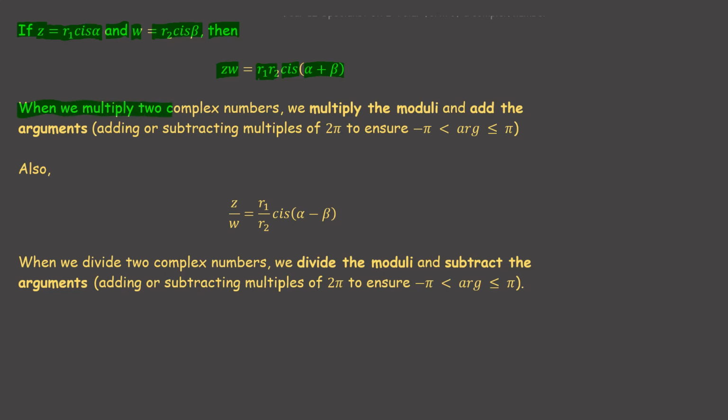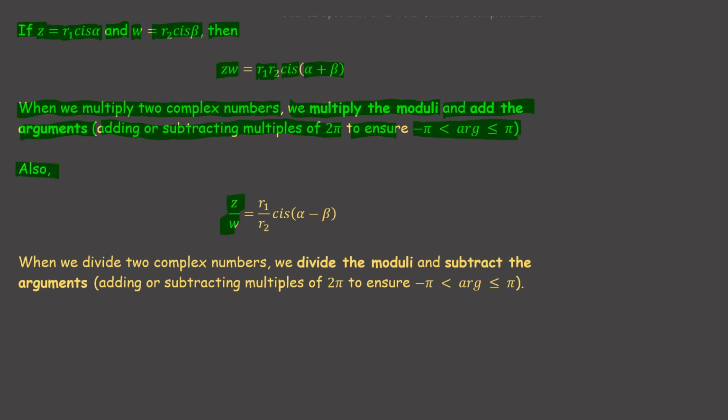When we multiply two complex numbers, we multiply the moduli, that's the R1 R2 part, and add the arguments, that's the alpha plus beta, adding or subtracting multiples of 2 pi to ensure that we stay within the domain of the principal argument from negative pi to pi.